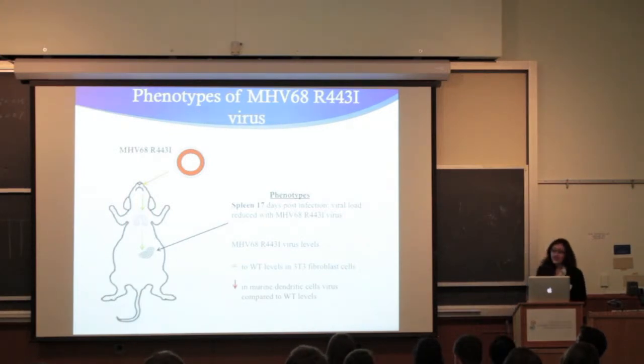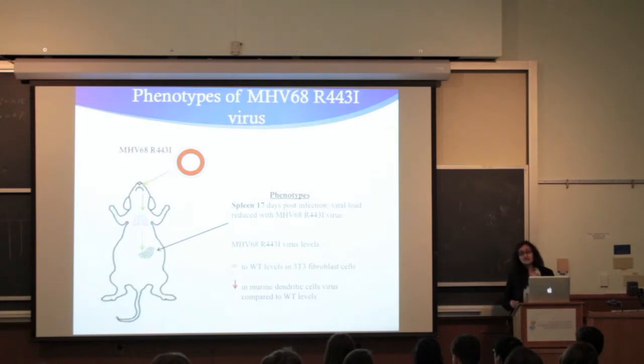We also observed that when we infected cells in a petri dish, or in vitro, the defect is dependent on the type of cell that you infect. So for instance, in fibroblast cells, which are cells that make up connective tissue in mammals, there is no defect. We saw a roughly equal load of the host shutoff deficient virus and the wild-type version of the virus that infected fibroblast cells.